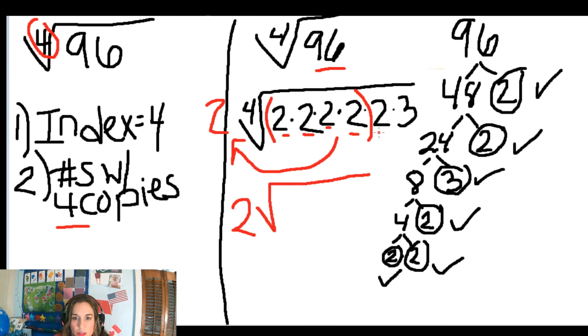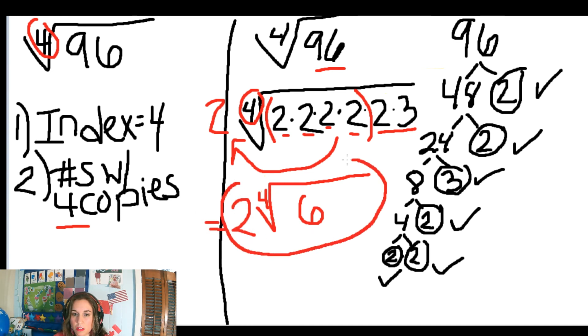What's left underneath? A lonely 2 and a 3. 2 times 3 is 6. And I cannot forget my index, which goes right here, because this is not a square root. This is a 4th root. So this leaves me with 2 times the 4th root of 6. And that's the answer simplified.